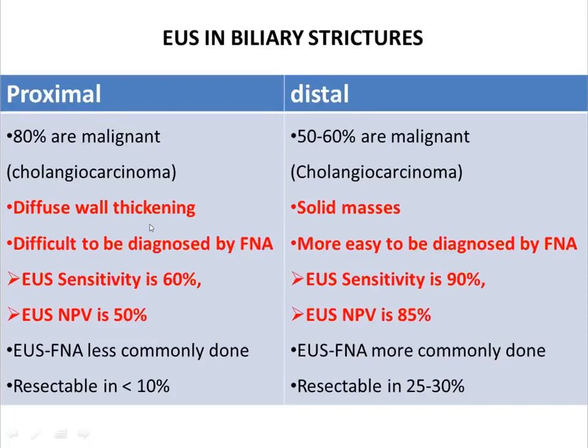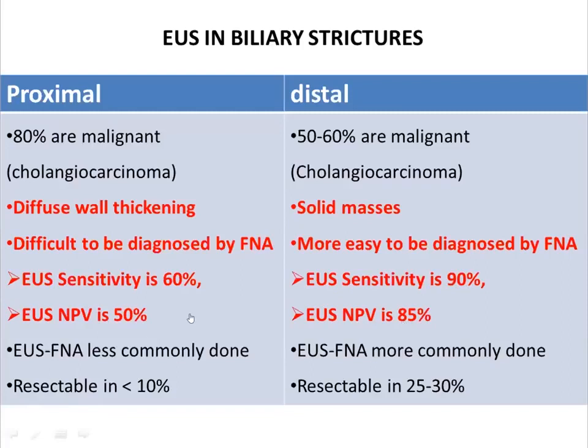So here the modality of choice after doing MRCP and MRI is cholangioscope and spyglass. Or during ERCP, we can do bile cytology or brush cytology. This is in contrast to the distal CBD stricture. 50 to 60% of these strictures are malignant, distal cholangiocarcinoma, and it is usually in the form of solid masses. So it is easier to diagnose by fine needle aspiration. The EUS sensitivity here is about 90%, and the negative predictive value is about 85%.